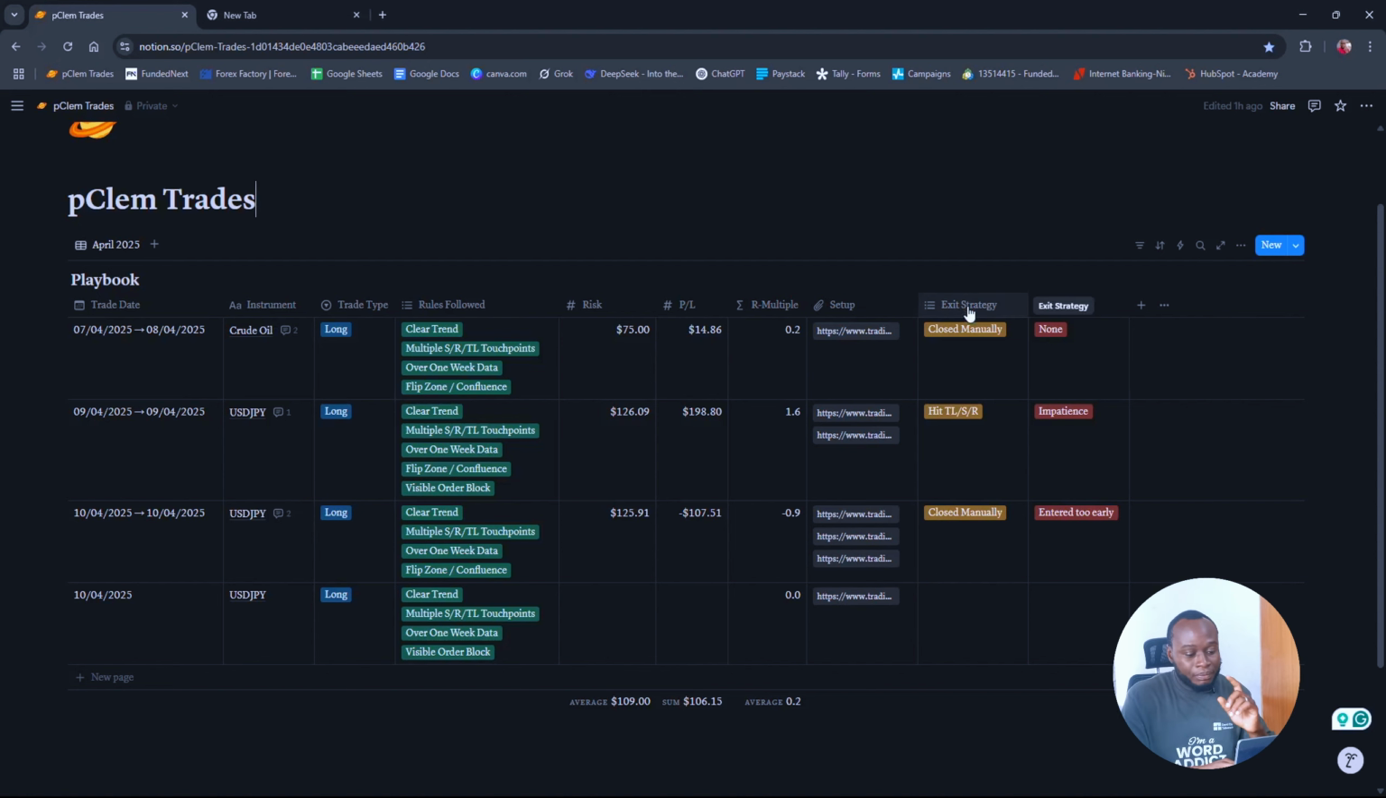And my exit, what made me exit? This one I closed manually. One hit a support or a resistance, and this one I closed manually in loss. And the mistakes would help me to look at the things that I did. It's important to pay attention to your mistakes, not so you can regret your actions, but so you can pick lessons and try not to repeat the same mistakes.